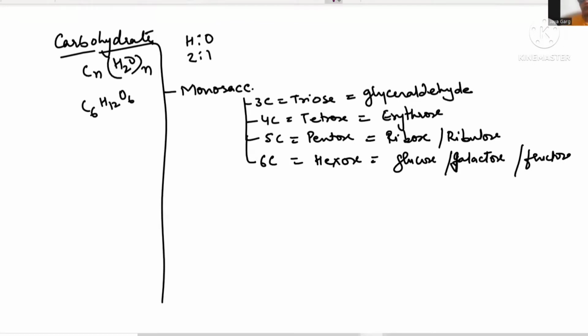Aldehydes are present as a functional group, or ketone is present as the functional group. So if aldehyde is present, example of triose is glyceraldehyde. In 5 carbon, it is ribose. And in 6 carbon, it is glucose and galactose. They are the ones which have the functional group as an aldehyde. But if the functional group is a ketone group, then we will say ribulose.